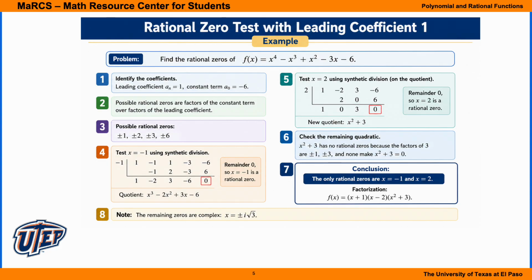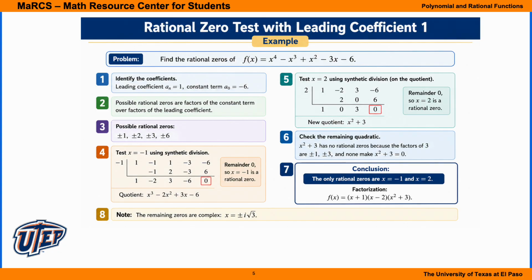So we drop the 1, then we do 1 times negative 1, which will give us negative 1. So negative 1 plus negative 1 gives us negative 2. Negative 2 times negative 1 will give us positive 2, so 1 plus 2 is equal to 3. Negative 1 times 3 will give us negative 3, so negative 3 plus negative 3 is equal to negative 6, and negative 6 times negative 1 gives us positive 6, so negative 6 plus positive 6 is equal to 0. So since we have a remainder of 0, x is equal to negative 1 is a rational zero of our function.